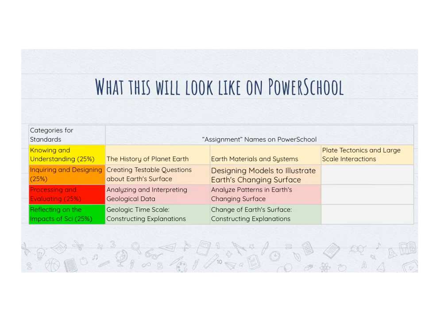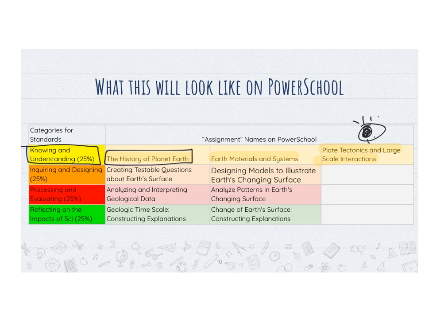Now, we don't just want to know, are you knowing and understanding? We want to know what you're knowing and understanding. So this category, knowing and understanding, is going to be broken into 3 different parts. That way we know maybe you're really knowing about the history of planet Earth, but maybe you're struggling with understanding plate tectonics and large-scale interactions. So again, remember, the goal here is to communicate to you what you know well and what you maybe need to focus on.